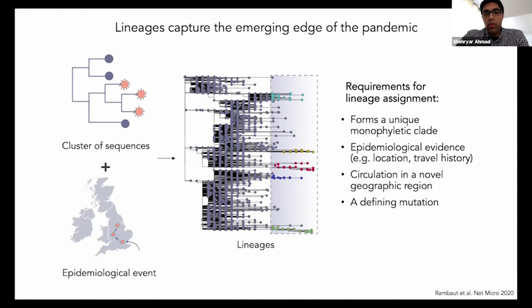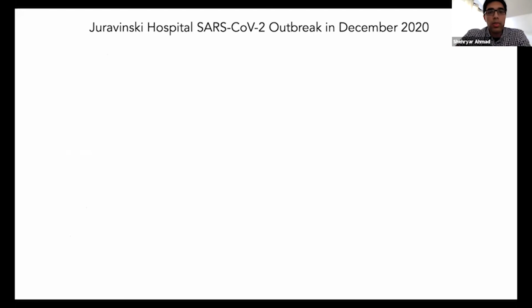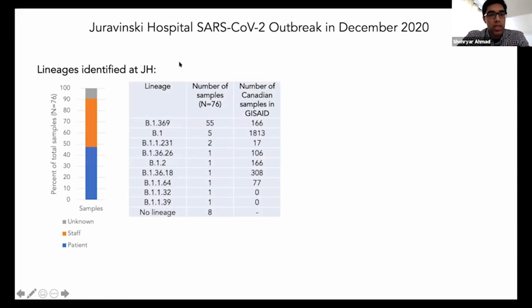And so when we were given the Juravinski Hospital outbreak samples, it was for the B.1.369 lineage, as Dr. Khan mentioned. There were a total of 76 positive samples received from the hospital, 55 of which were of this B.1.369 lineage. And the rest on this table here, the B.1 all the way down, are likely community acquired and not part of the outbreak.